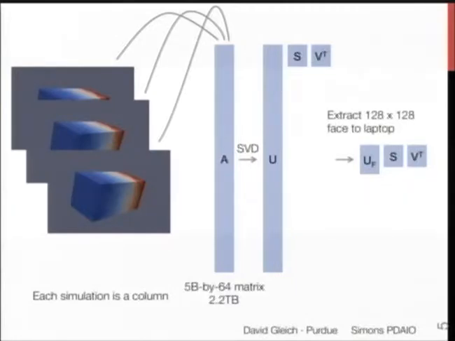Once we have the SVD, we actually just get out the components of U corresponding to that face. So when we put this simulation, every point in this brick becomes a row in our matrix A. And so we can just extract a small subset of those and do a whole bunch of analysis on that subset in order to figure out how this phase transition happens. So once we have that, we can do it on a laptop, and that's what my colleague did after we extracted that subset.